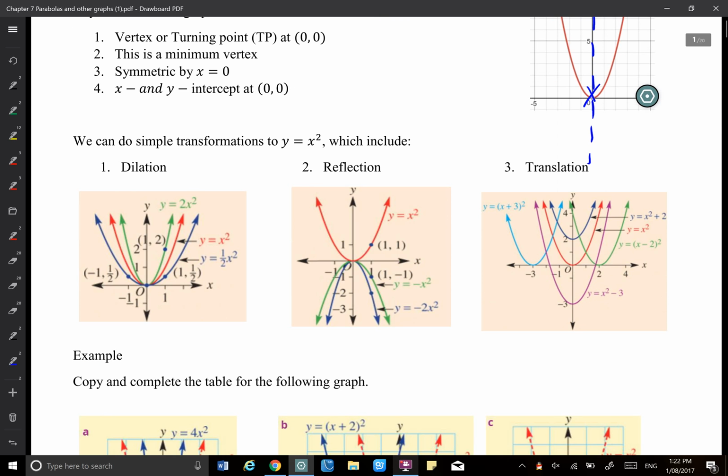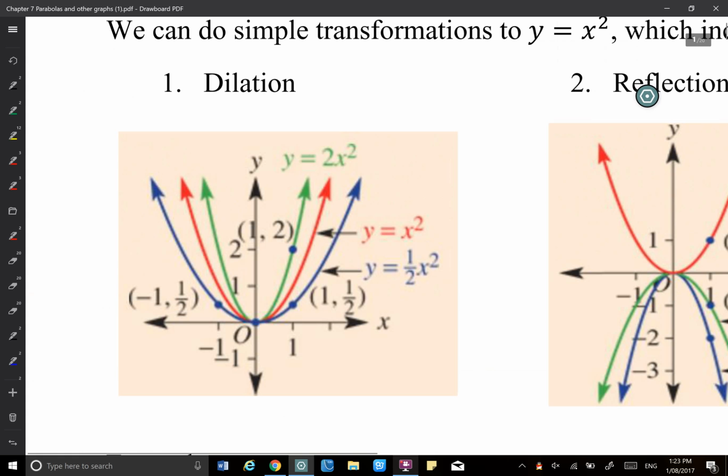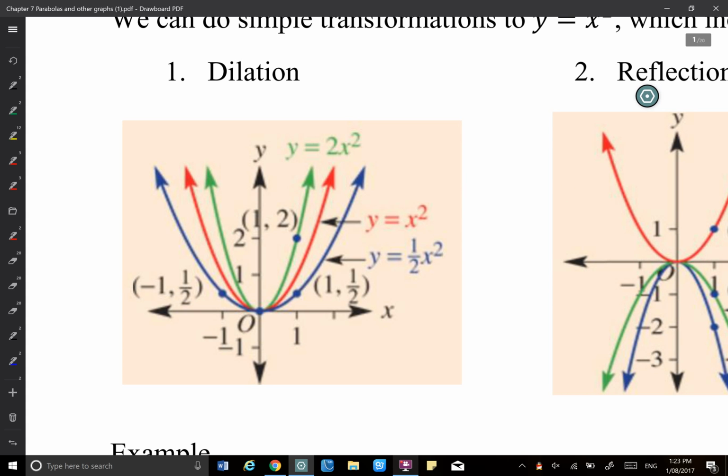So we won't always sketch the x squared graph. We will try to sketch some graphs with transformations. We stretch it a little bit. We shift it left or right, up or down, or we can reflect it. Let's have a think. We can do 3 things. One is dilation, one is reflection, and the last one is translation. Basically, dilation, reflection, and translation.